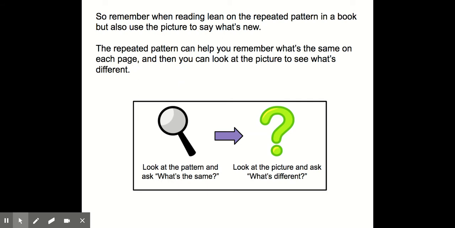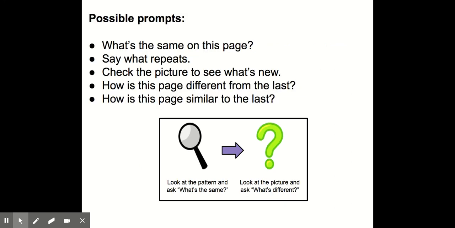So remember, when reading, lean on that repeated pattern in a book, but also use the pictures to say what's new. The repeated pattern can help you remember what's the same on each page, and then you can look at the picture to see what's different. So always look at the pattern, ask what's the same. Then look at the picture and ask what's different. Use that picture to help you recognize and read that unfamiliar word.